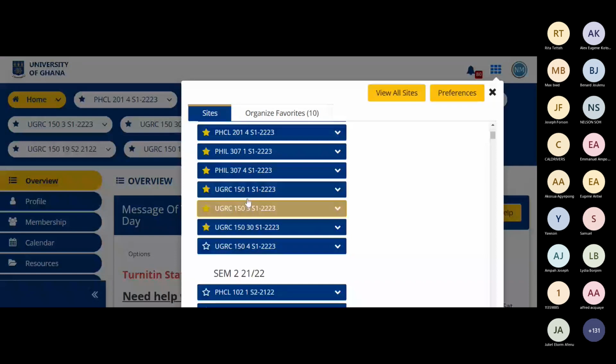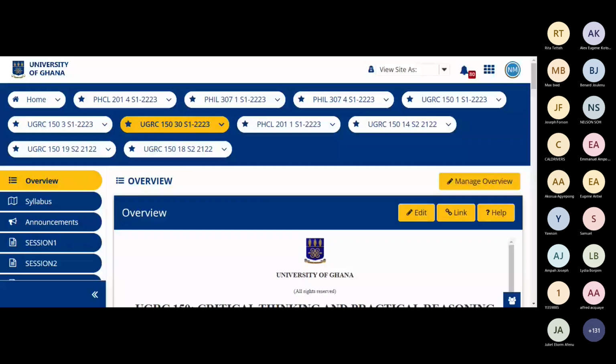Now, because we are going to UGRC 150 for you, the DE student, you will select the UGRC 150 30. And then when you select that, it means you are now in the course site for UGRC 150. And so mine, you see that because I have other courses, that one is highlighted in yellow up here. That is what will happen if you go into your UGRC 150 properly.